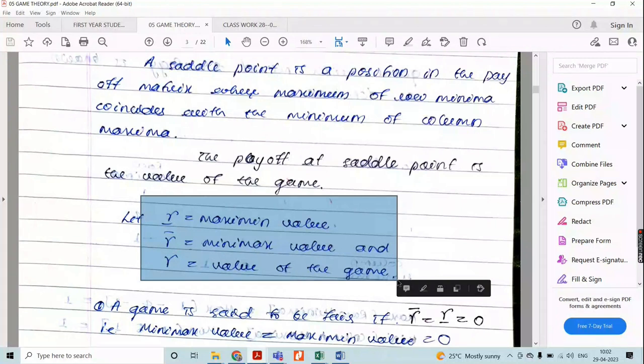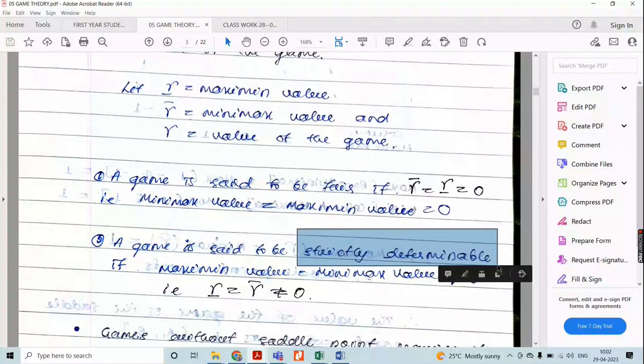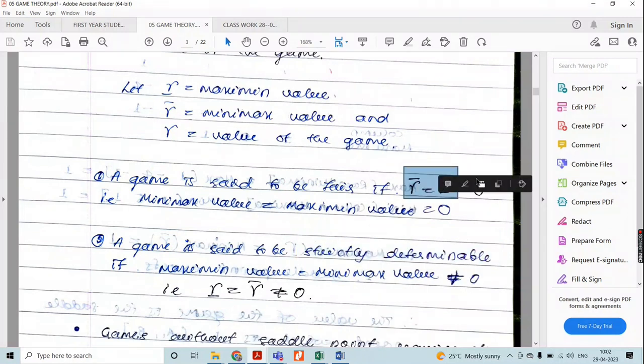These two are to be considered in the case of a particular game that belongs to the operation condition. There are two types of game: one is called a fair game, and the other is called a strictly determinable game. Whenever the max-min value is equal to the min-max value, meaning gamma bar is equal to gamma under, which is equal to 0, then that state of the game is called a fair game.